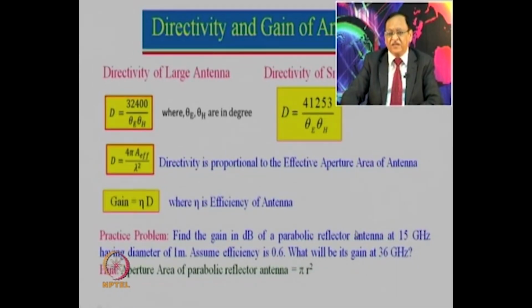Instead of reflector antenna, I can give any other problem also. It can be an array, let us say a square array, or a rectangular array. Suppose the rectangular array has a dimension of 0.5 meter by 1 meter, instead of diameter. Then all you need to do is the effective aperture will become L multiplied by W, and you can do the calculation in the same fashion.